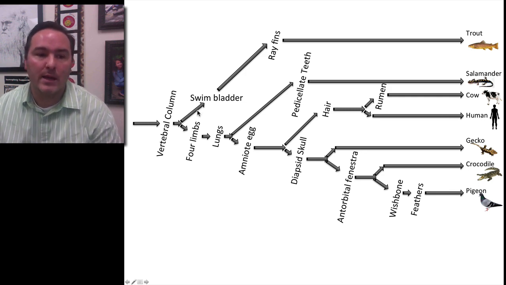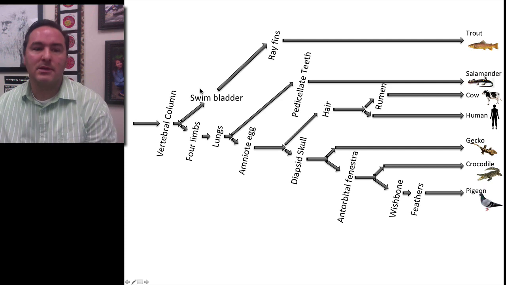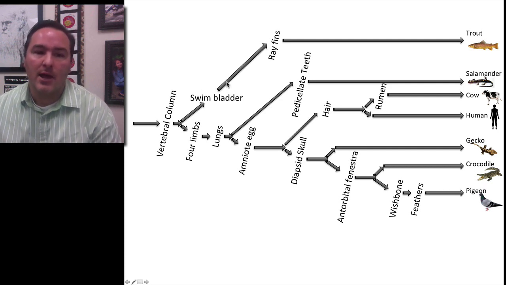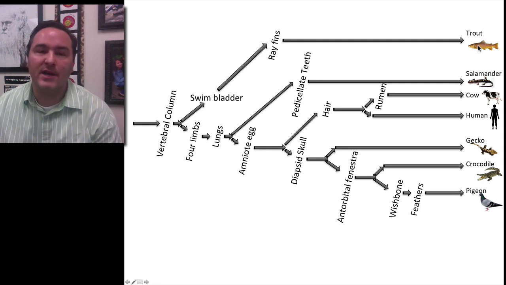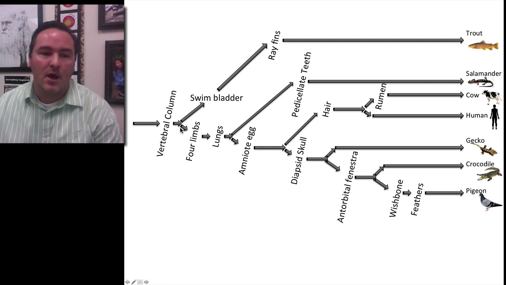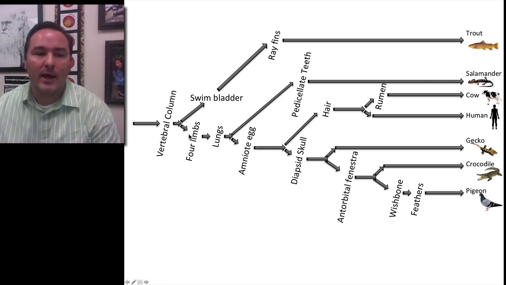Along one pathway, a swim bladder was evolved. And you went a little bit further and ray fins were evolved, and that led to things like fish, or like our trout here. If you come, though, down a different pathway, four limbs were evolved, and lungs were evolved. And this led to all the rest of the organisms.